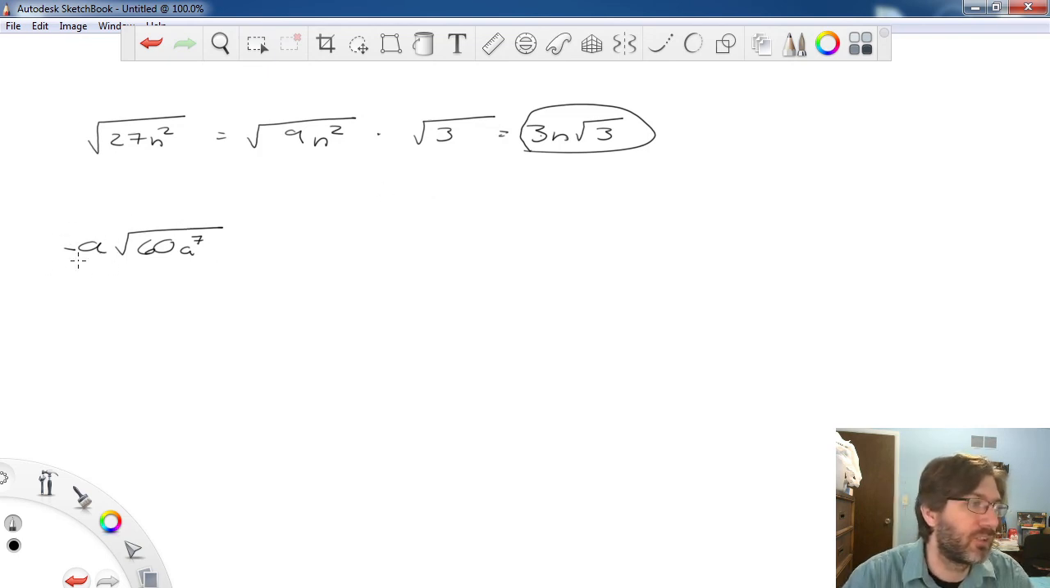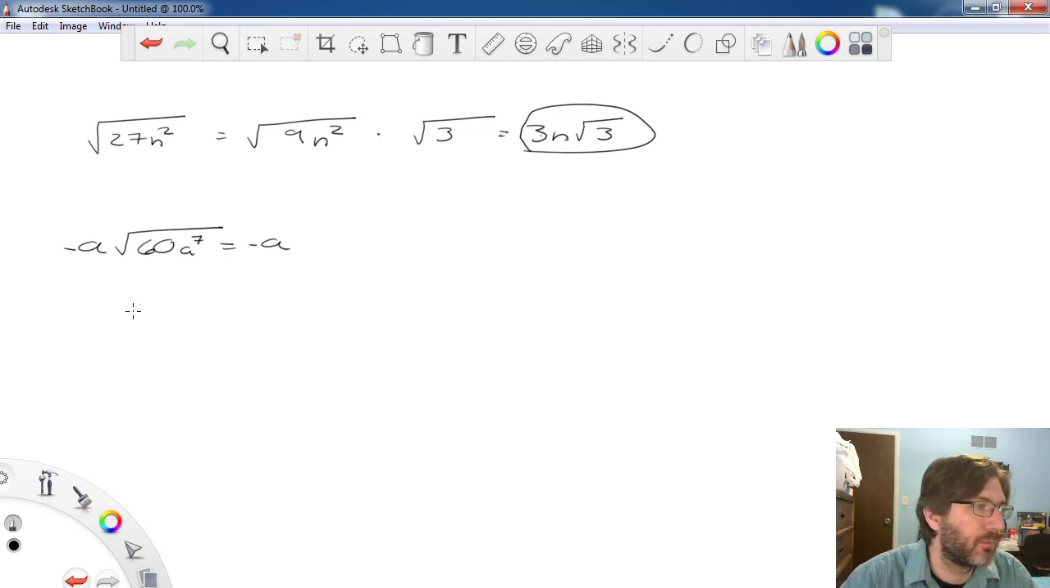So again, we're going to treat this out front just like we did with the plain number. We're just going to keep dragging it with us. So we're going to start with a negative a. 60. Do we have any perfect squares in 60? That might take me a minute to think about. Let's see. Pretty sure 4 is divisible into 60. 4 times 15. So let's start with that.